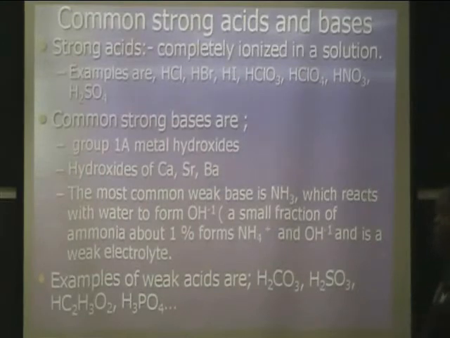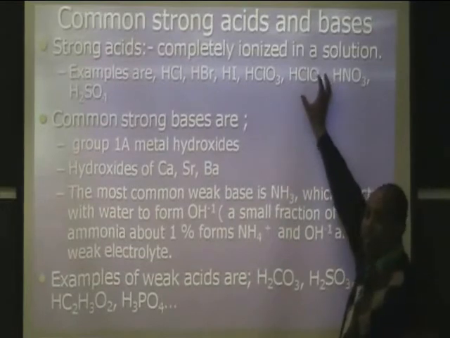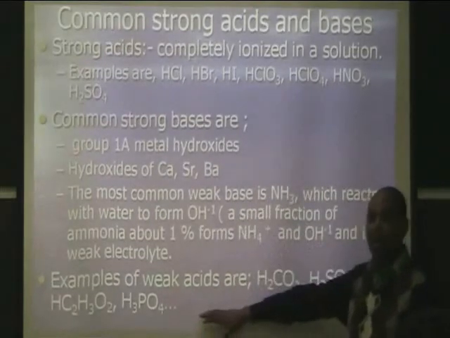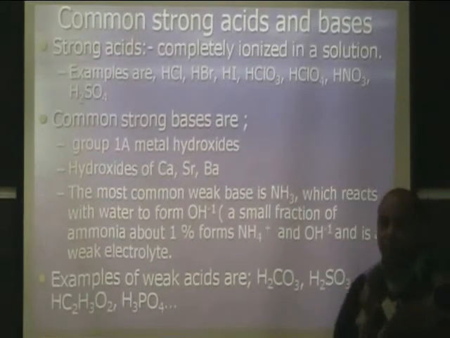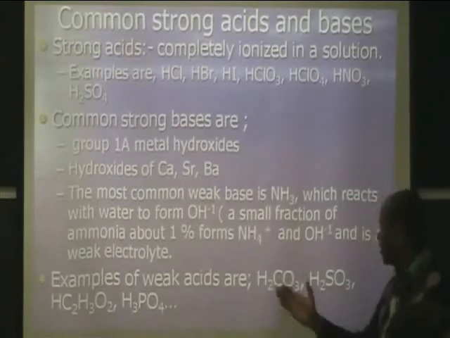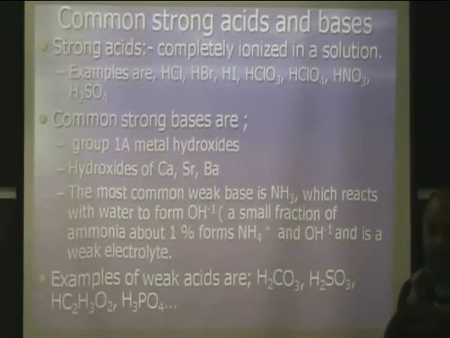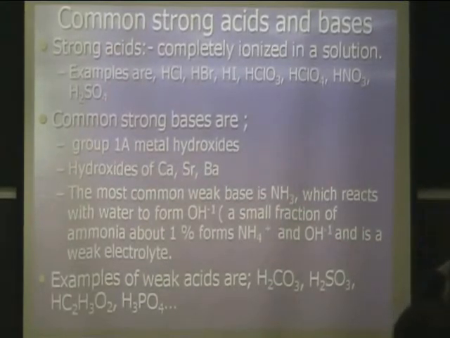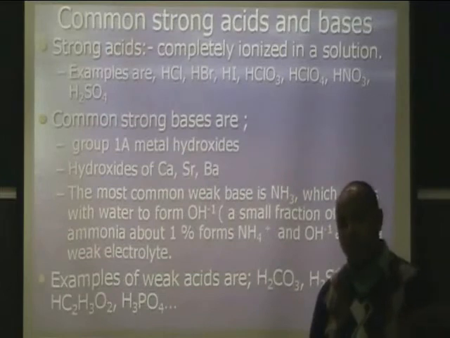So right now, what we need to know is, these are strong electrolytes, right? The rest of the acids are weak acids. Weak acids means weak electrolytes. And what is important for you is to find out, is it an acid or a base? If it is an acid, what kind of acid is it? Is it a strong acid or is it a weak acid? That's another thing that you have to ask yourself. If it is a strong acid, then the implication is that it is a strong electrolyte. Is it a weak acid? A weak electrolyte.